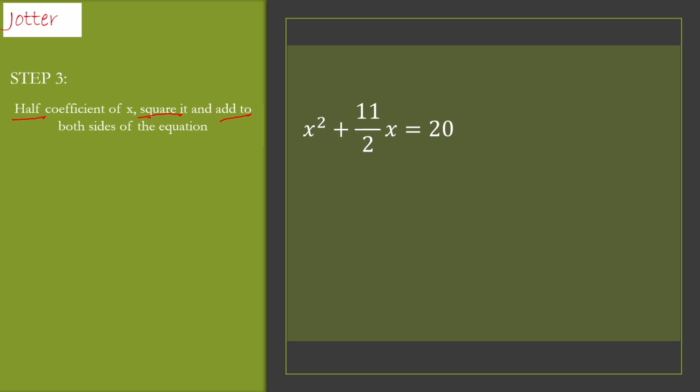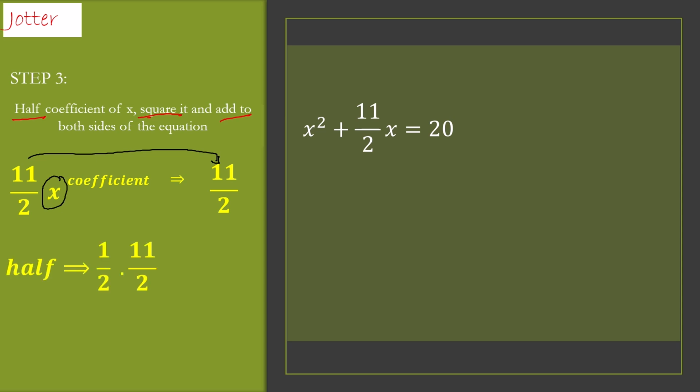And what is the coefficient of x? Like we have done for x squared, if you take x away from here, what we have left is going to be the coefficient of x. So the coefficient of x is 11 over 2. Now, the first operation says half of it. So what is the half of 11 over 2? That is 11 over 2 times half. And that gives us 1 times 11 is 11, 2 times 2 is 4. So that gives us 11 over 4.